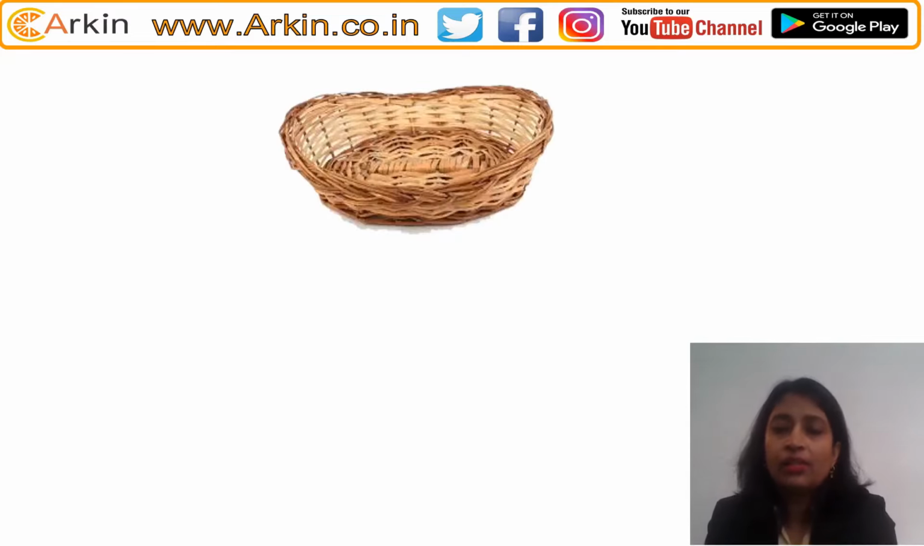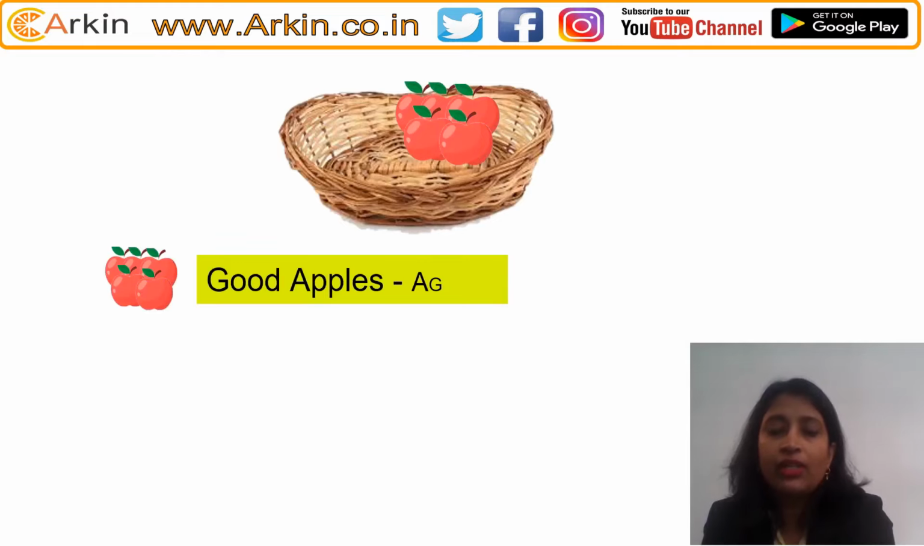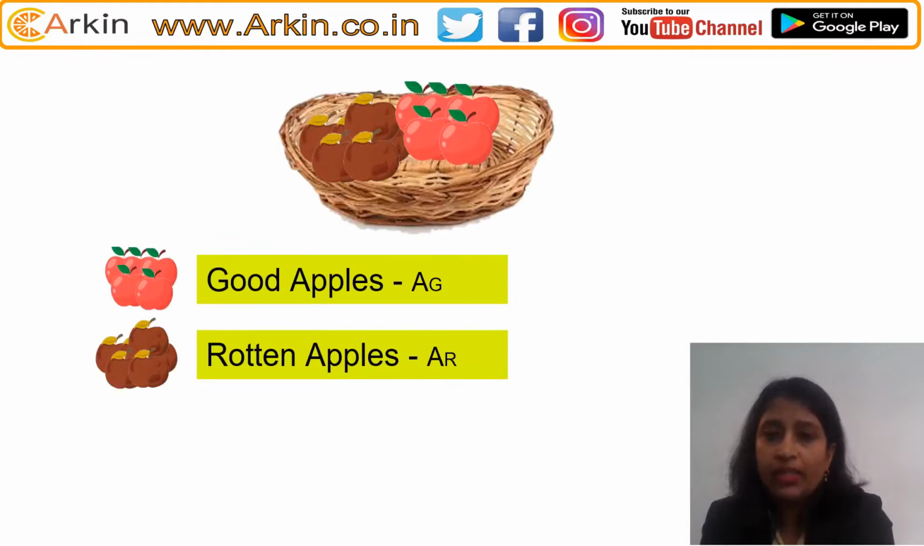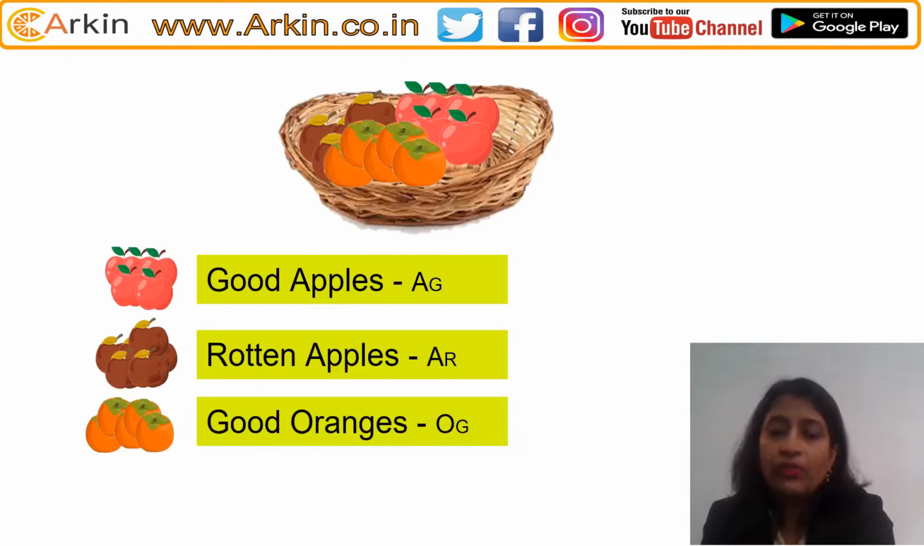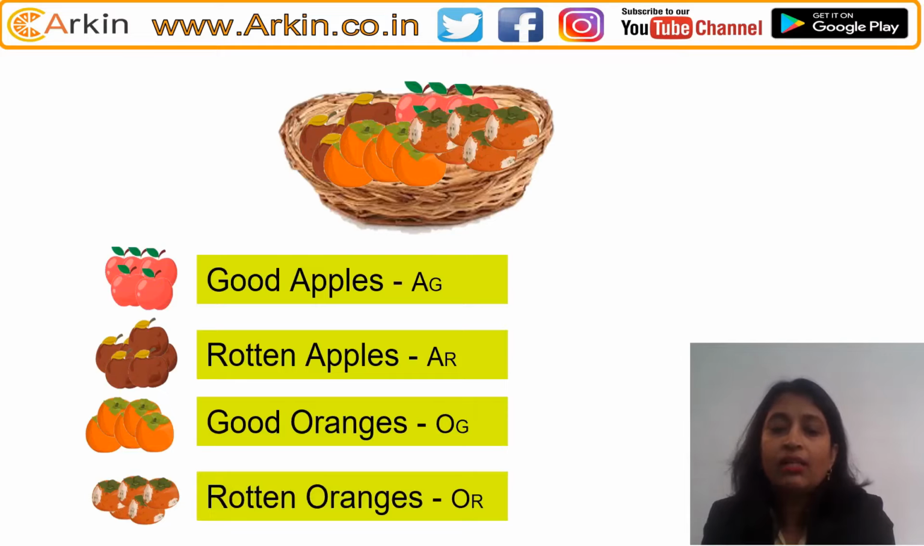So let's compile all the information given. It's given that there is a basket full of fruits. Fruits are apples and oranges, but not all apples and oranges are good. There are some good apples, which we have written here as AG. There are some rotten apples, which are AR. And there are good oranges, which are OG. And there are some rotten oranges, OR. So this fruit basket has apples and oranges. Apples are of two types, rotten and good. Oranges are also of two types, good and rotten.